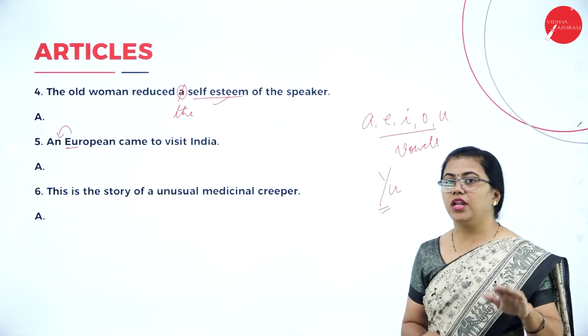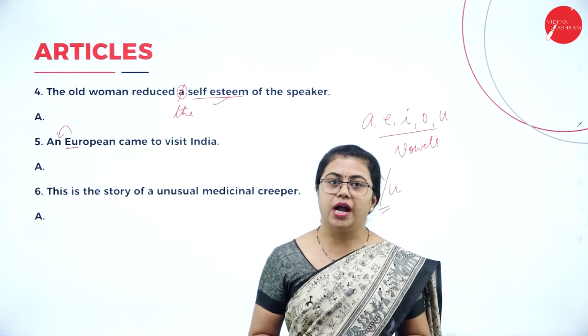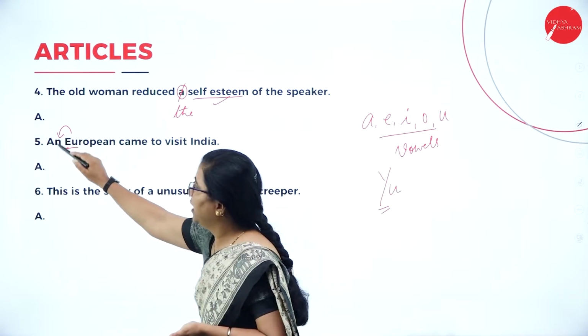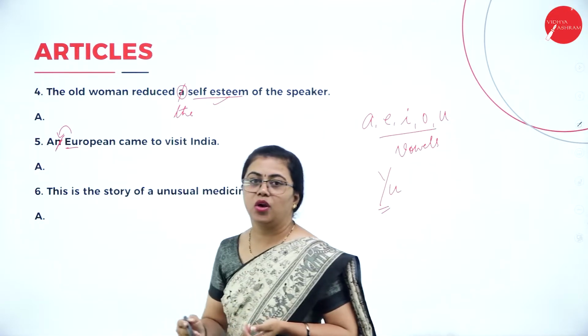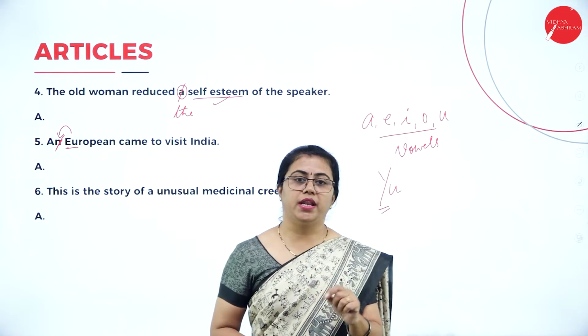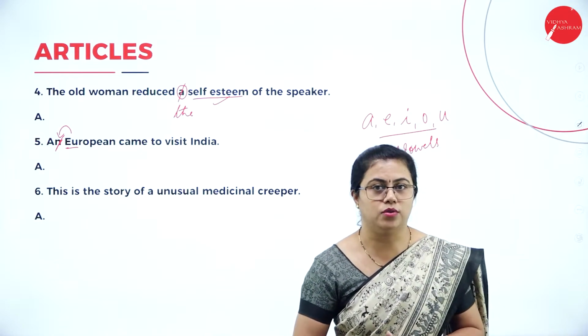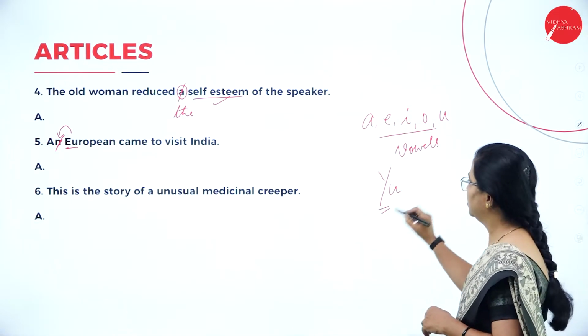Whenever you are using a noun with a consonant sound, before that you have to use the indefinite article a. It's not an, it is a. There are words which begin with consonants, but they begin with vowel sounds. Like for example, honest.